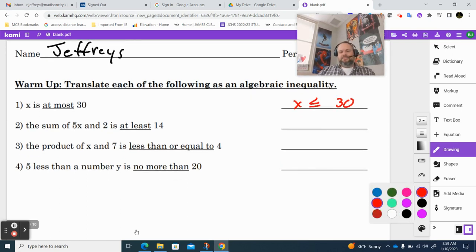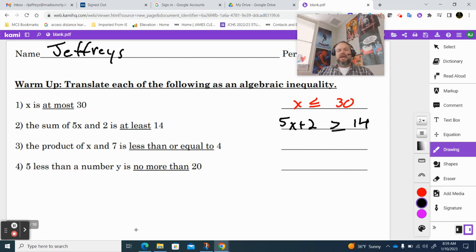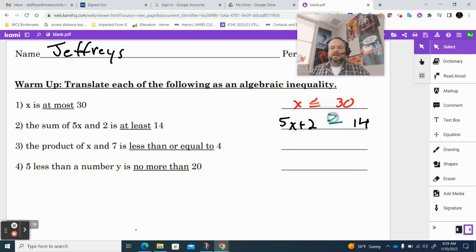The sum of 5x and 2. So sum means add. So this is 5x plus 2, and we got 14. All right, 14 is the smallest it can be. I would say it would be this. It could be greater than, and that's kind of hard to see right there. It can be greater than 14.